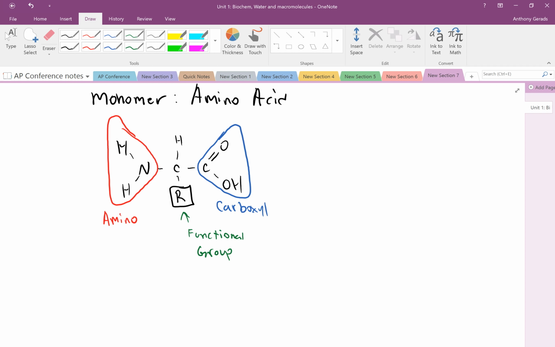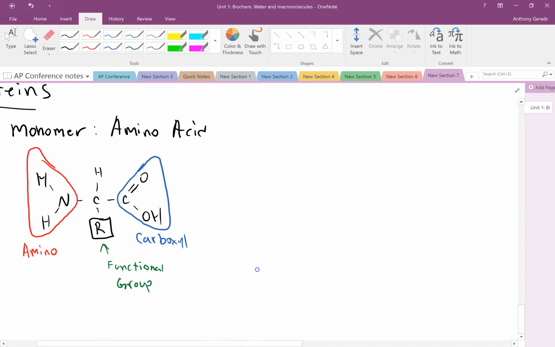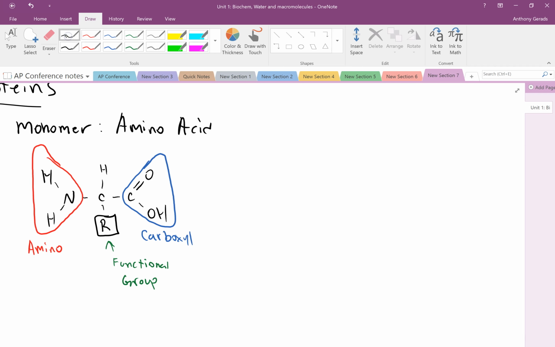Remember when you did your foldable? In the middle, you had an amino acid. You had two amino acids linked together. It was two of these linked together. All right, and so that's the building block of these proteins. And in a protein, there's going to be a couple different uses we have proteins for. So I'm just going to put uses.